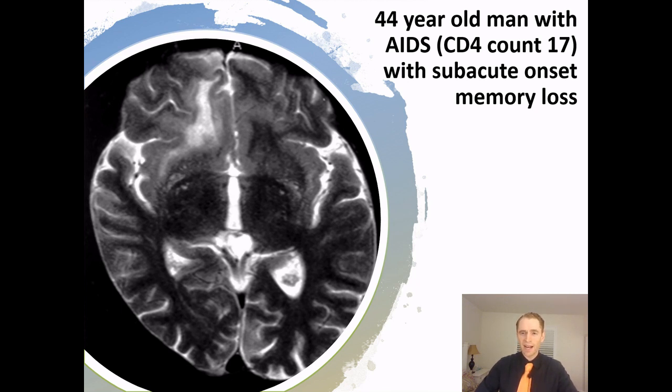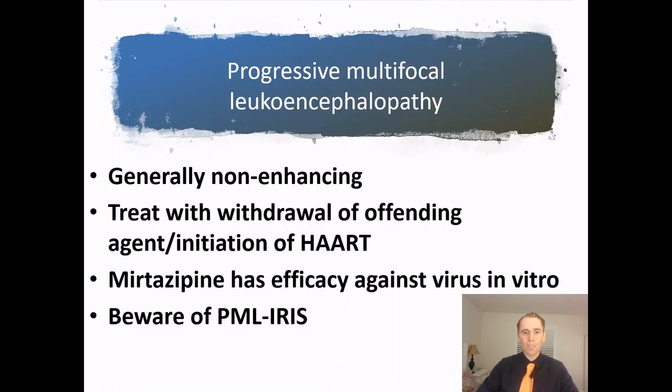This is a 44-year-old man with AIDS with a very low CD4 count of only 17, a very weak immune system. And he developed gradual onset memory loss. And his MRI showed these patchy lesions kind of filling up the gyri in different areas. What he has is progressive multifocal leukoencephalopathy, PML, and usually the lesions in AIDS do not take up the contrast dye. And the way to treat this in this case is just to start antiviral medication.